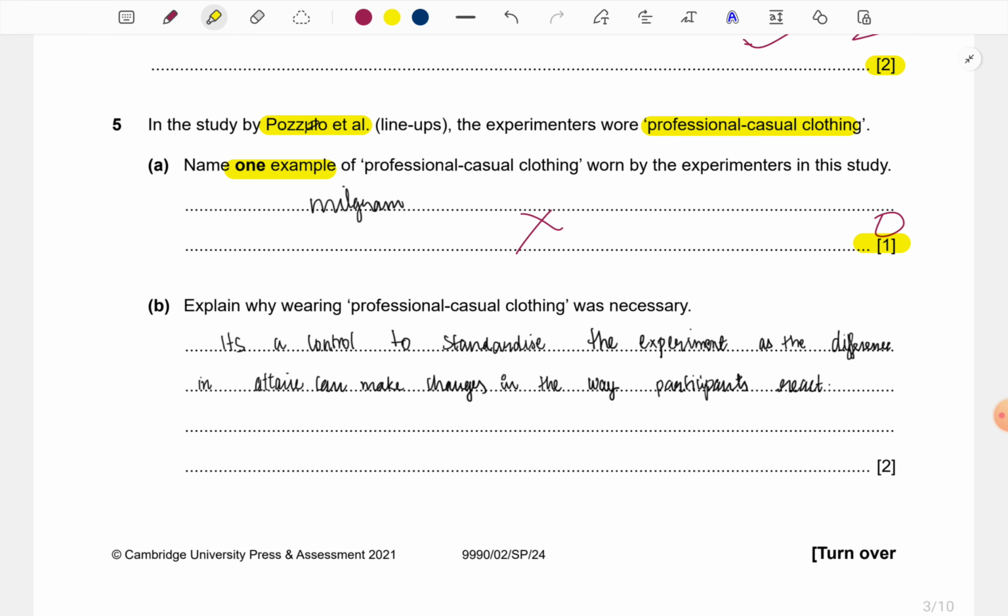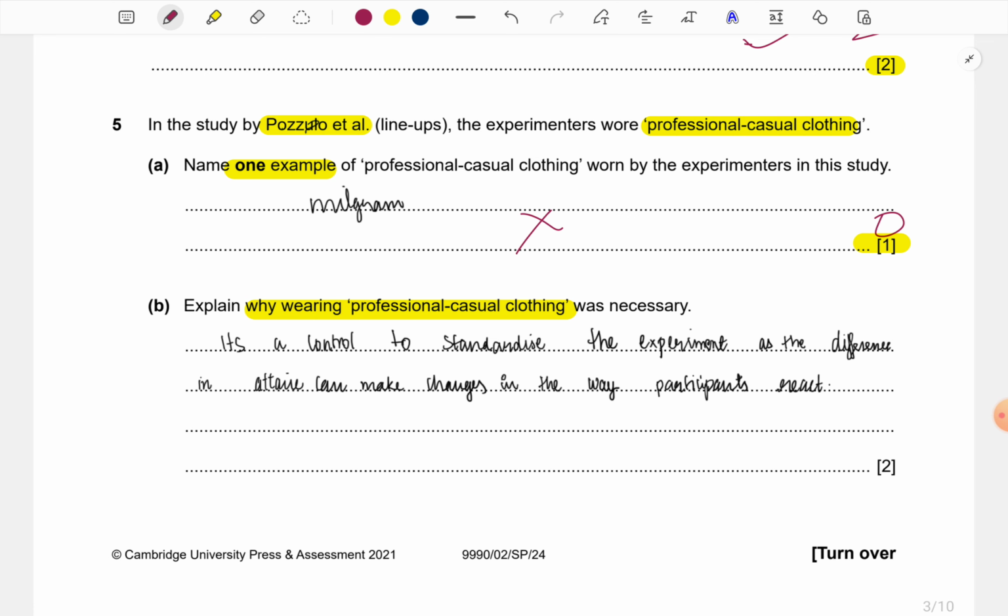Explain why wearing professional casual clothing was necessary. Here she says that it's a control to standardize the experiment, as the difference in attire can make changes in the way participants react. Firstly, when the study is Pozzulo and we know it's about children, why not think from a child's point of view and say children instead of participants? Secondly, if we think from the point of view of children, we would come to the point that children would get intimidated by overtly formal or overtly professional clothing. So it's important to think about it, not just because we have to be perfect in the terminology we are using. It makes more sense to us if we think in these terms: Pozzulo study, children, how would children be impacted by clothing?